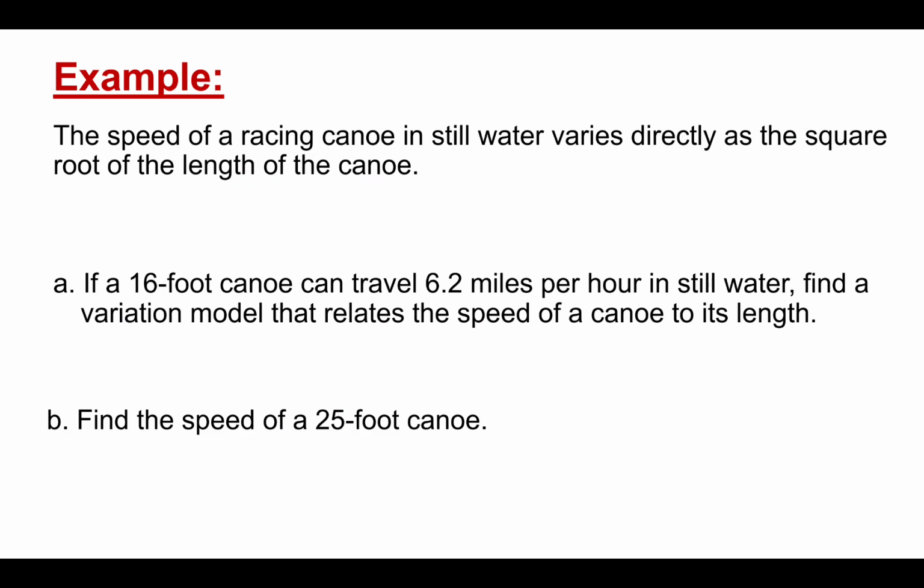So the speed of a racing canoe in still water varies directly as the square root of the length of the canoe. So we need to figure out how we would write that. Speed, so maybe we use S. So let's say S is the speed. Or we could just use miles per hour. Let's use miles per hour. That's a speed. So we have mph, that's my speed.